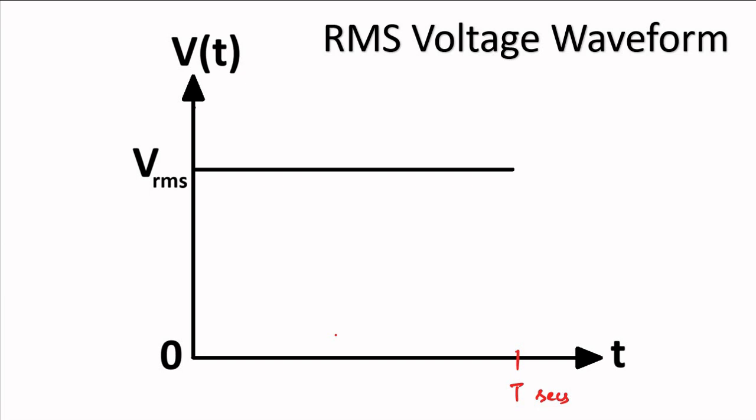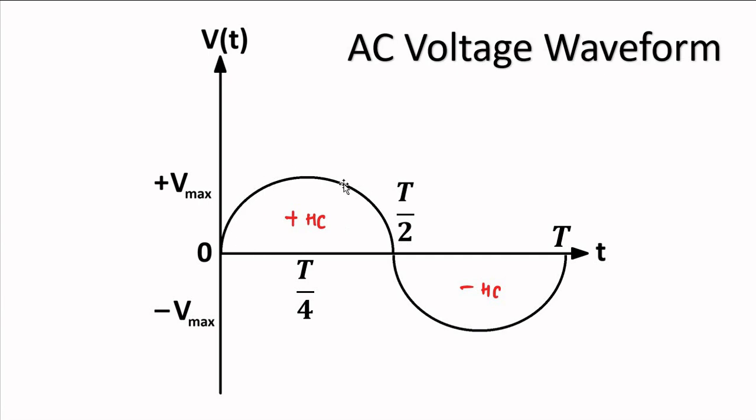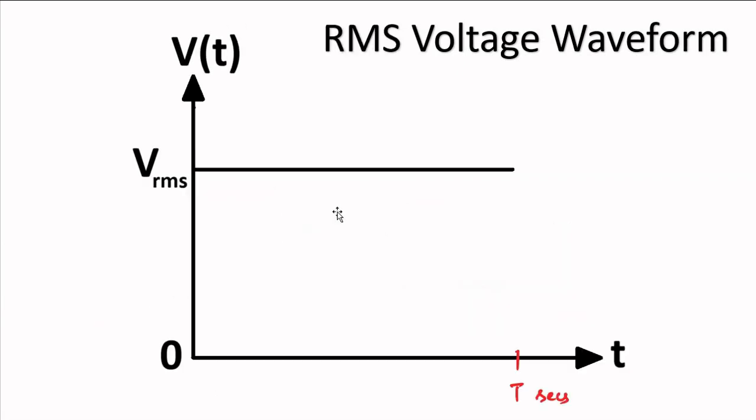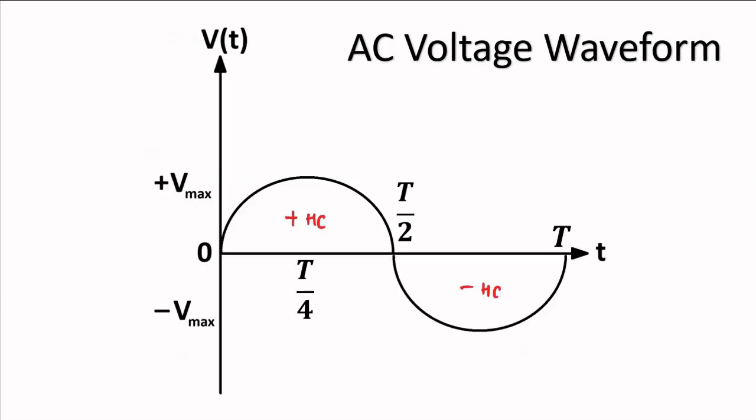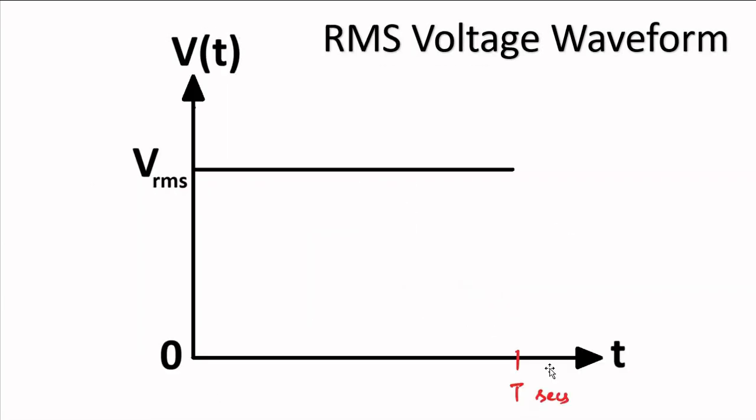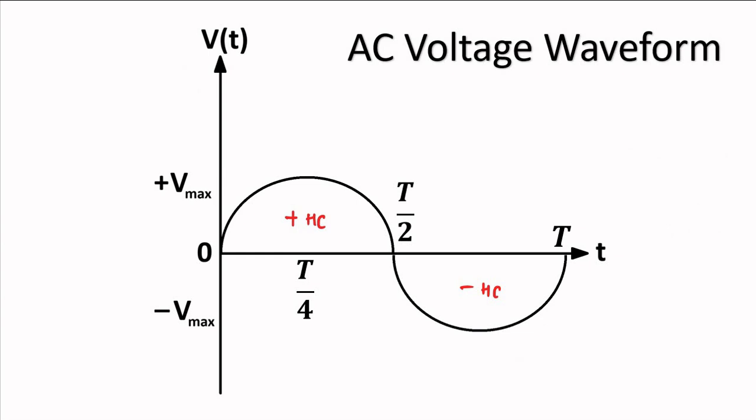In both cases, the amount of heat that will be produced will be the same. If we apply this alternating voltage for T seconds and this equivalent RMS voltage, which is the DC representation of this AC signal, for the same duration T seconds, the same amount of heat will be produced. Heat produced is equal in this case and in this case.